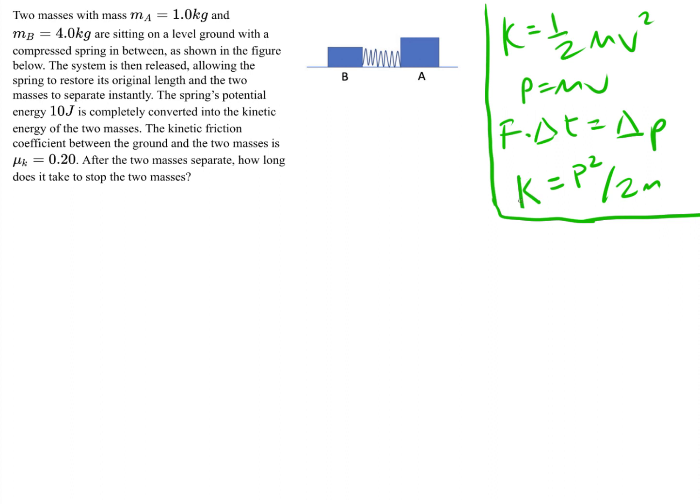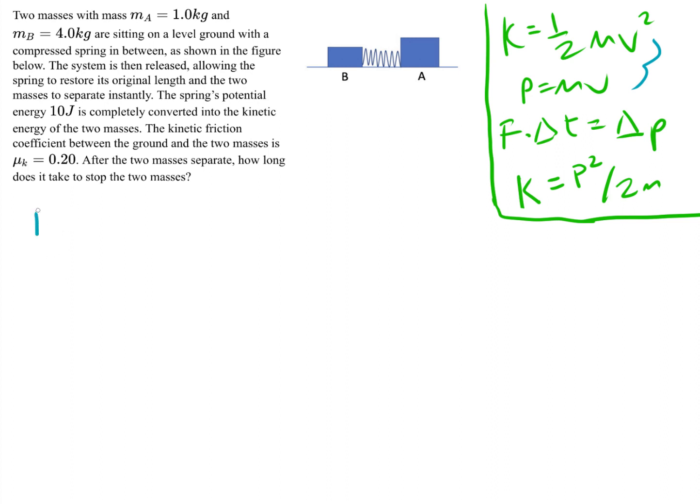And the fourth one is the relationship between kinetic energy and momentum, which says that the kinetic energy is equal to the momentum squared over 2 times the mass. This is found directly using these two equations here. Okay, so first we need to figure out the amount of kinetic energy that is transferred to each block.